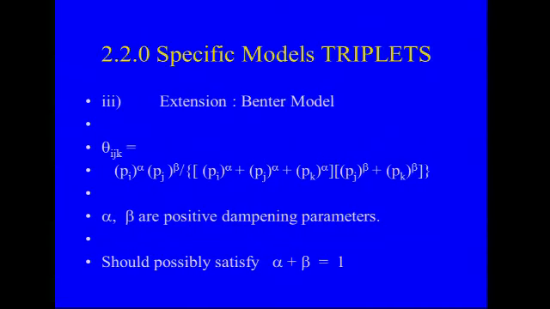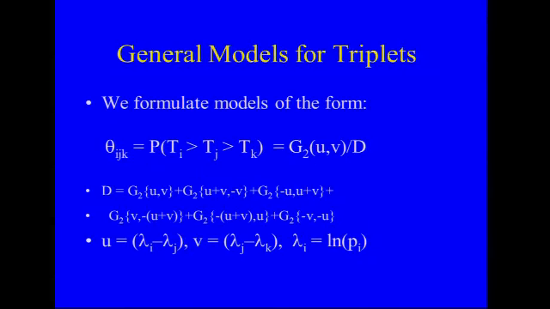So these are three models that are in the literature, which I at the time thought were fairly simplistic, but I've now perceived in my time here that they can be generalized. So what we're going to do is end up coming up with models for theta ijk, which are of this form: some joint distribution function of u and v, divided by a term d, which just ensures that the probabilities of the 6 possible orderings add up to 1. And these now depend on the successive differences lambda i minus lambda j and lambda j minus lambda k.